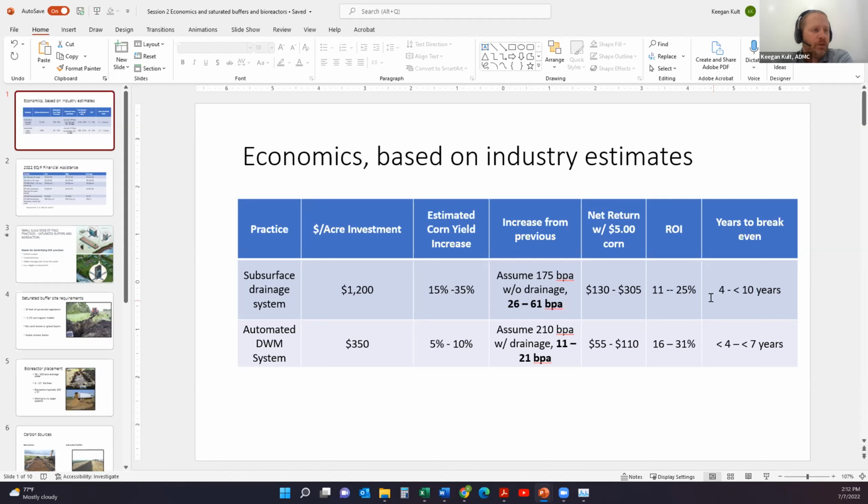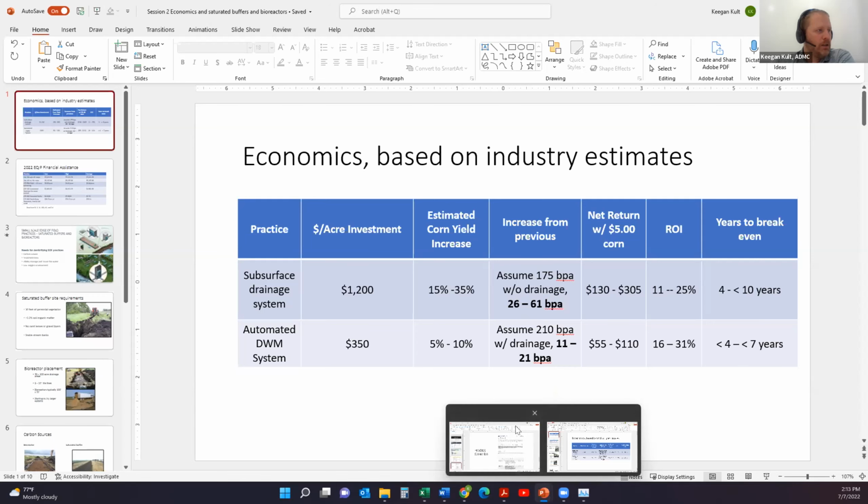With that, if we can hit those numbers, go over 210 bushels per acre from that drainage system that we saw before. So that increase of 175 from baseline with no drainage to 210 with drainage, and then throw the drainage water management on top of that. That ROI is pretty significant: 16 to 31% of that additional investment into drainage water management, and so that return just under 4 years to under 7 years was the range that we were finding here.